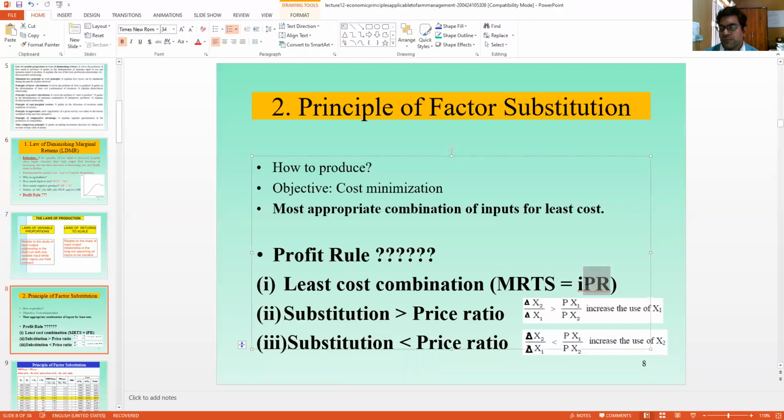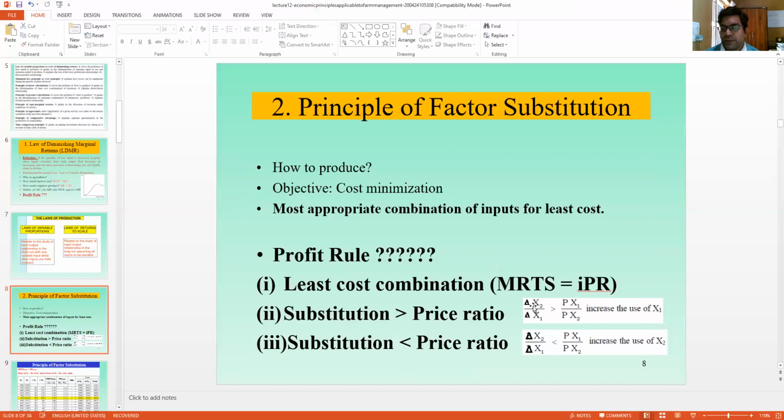Then we have the price ratio. What is the price ratio? The slope of the iso-cost line. What is an iso-cost line? Any combination of resources that can be purchased with the same amount of money. Iso-cost line, same cost. So MRTS is equal to IPR. Now we have got the profit rule. The profit rule is that the farmer has to select the least cost combination of inputs, which can be done by equating MRTS with the price ratio. Now, what if?